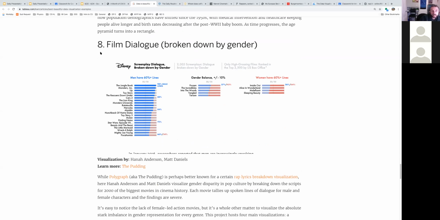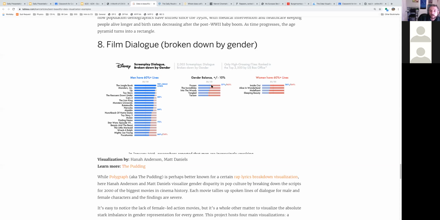I really like this one because this is just kind of goofy, right? Film dialogue broken down by gender. And this is all in Disney movies, okay? So the blue is male, and what we see here is that 98% of the lines in the Jungle Book were spoken by males. And this is just a bar graph, right? But we do have an axis of different Disney movies.